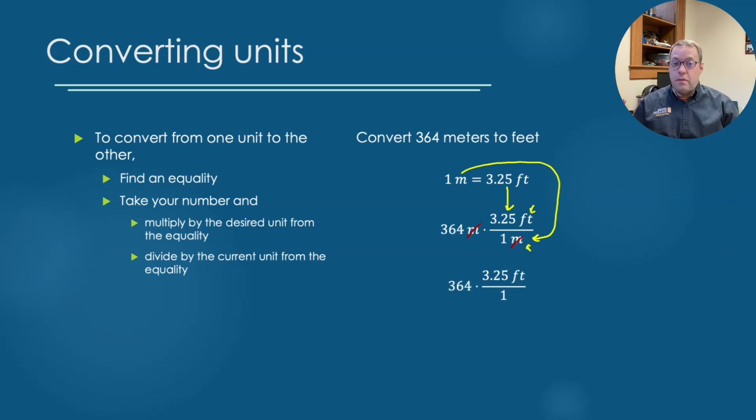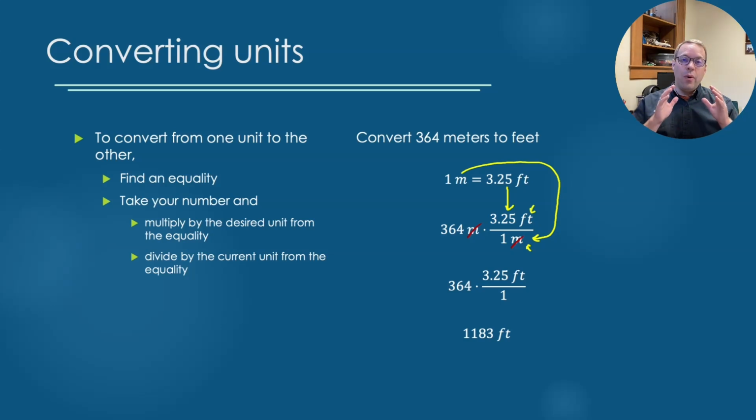Then you just do the math. 364 times 3.25 feet divided by 1. Do that math and you get a total of 1,183 feet. So 364 meters is just over, a little bit over 1,000 feet.